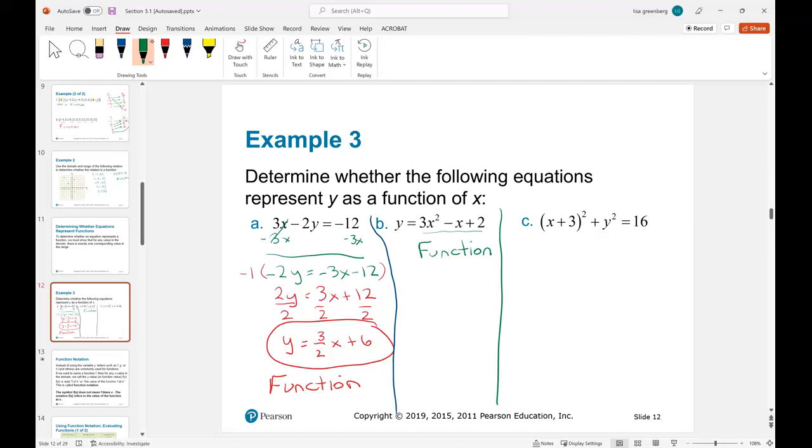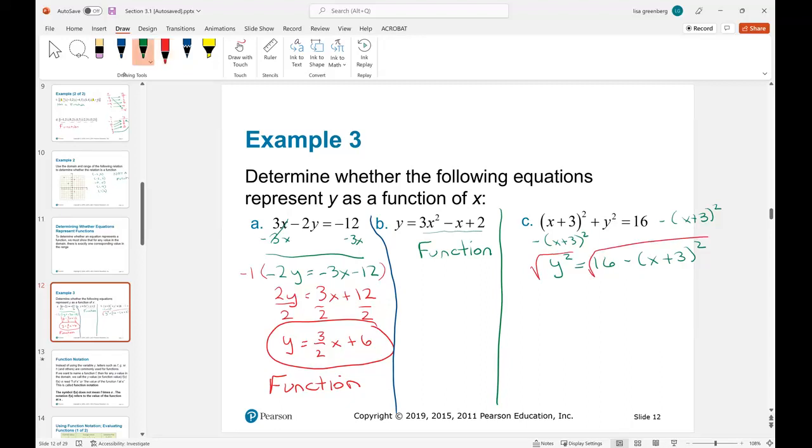C is a little different, and let me show you why. So again, let's solve for Y. I'm going to subtract (X + 3) squared from both sides, right? So I end up with Y squared is equal to 16 minus (X + 3) squared. Well, I haven't yet solved for Y. To solve for Y, I have to take the square root of both sides, don't I?